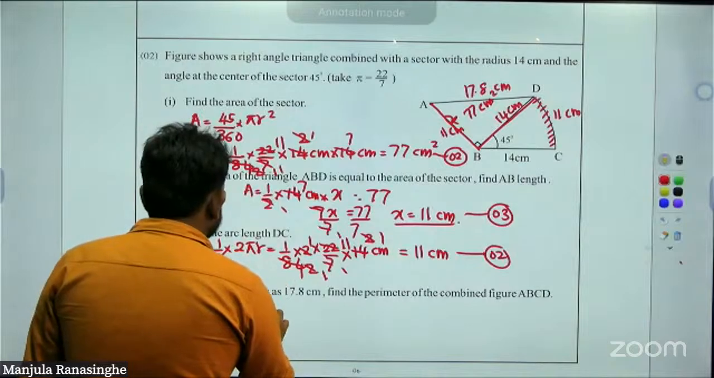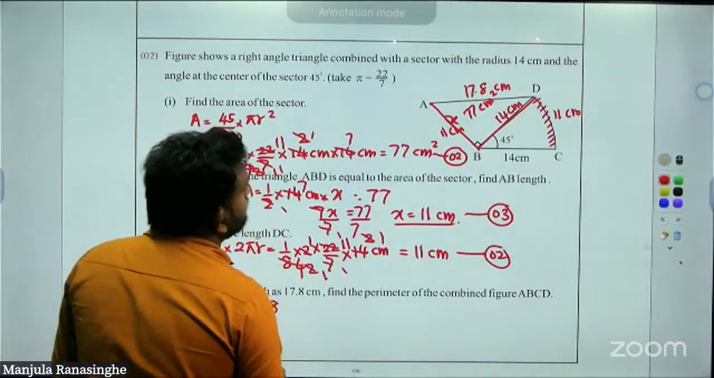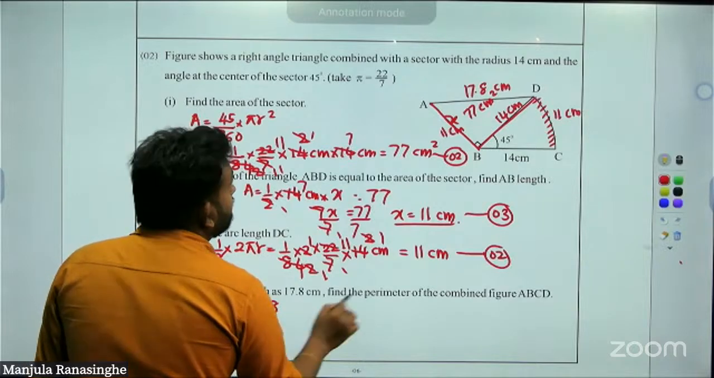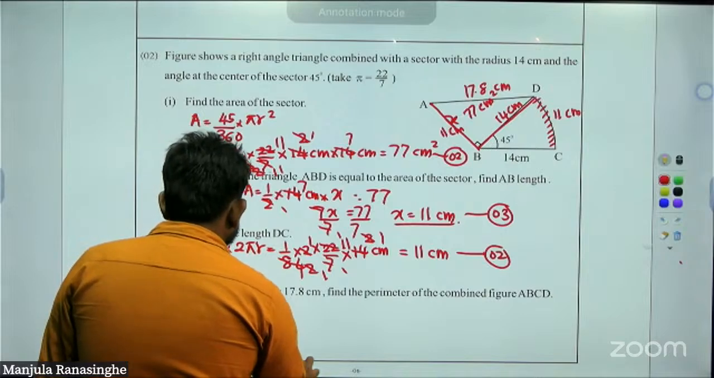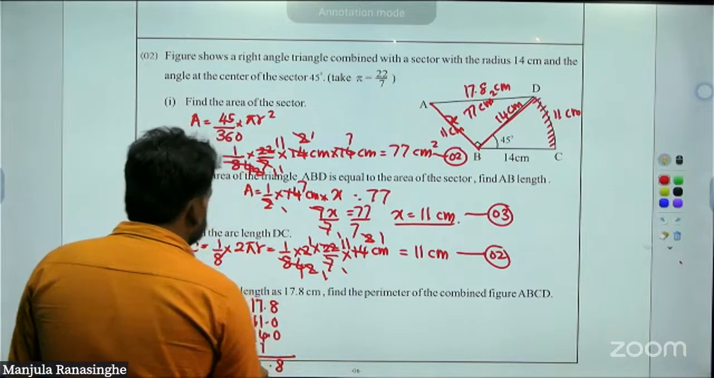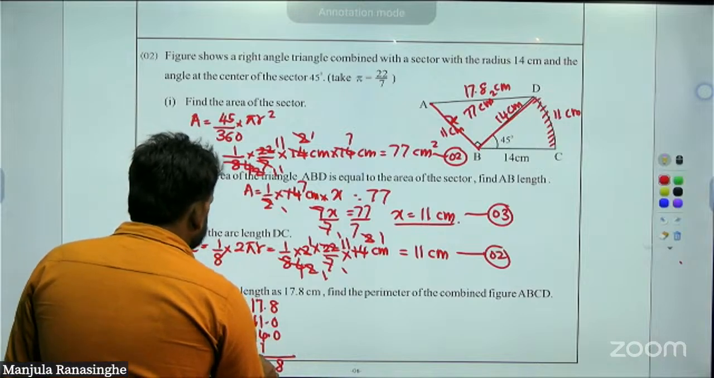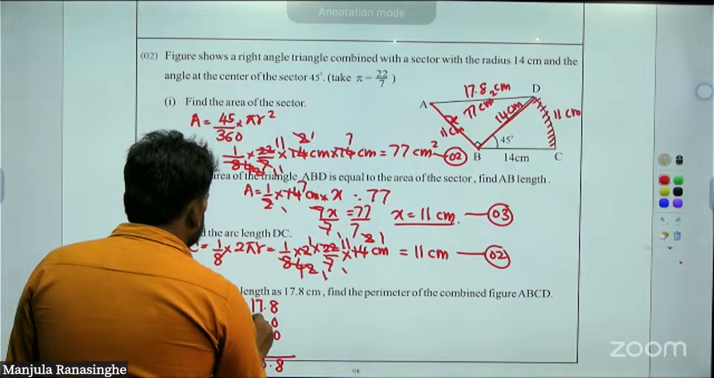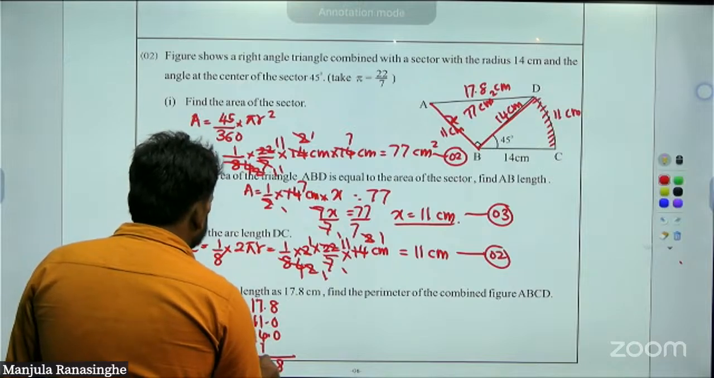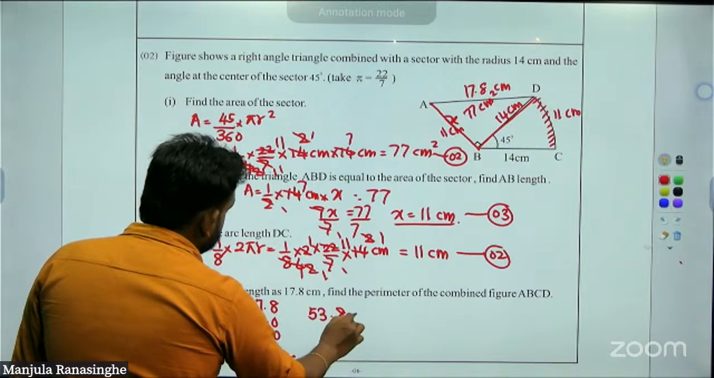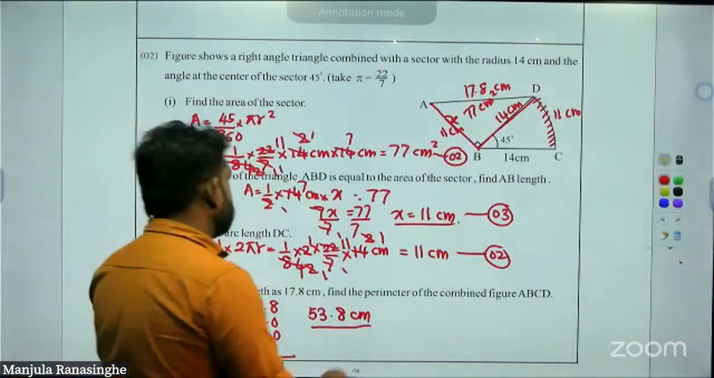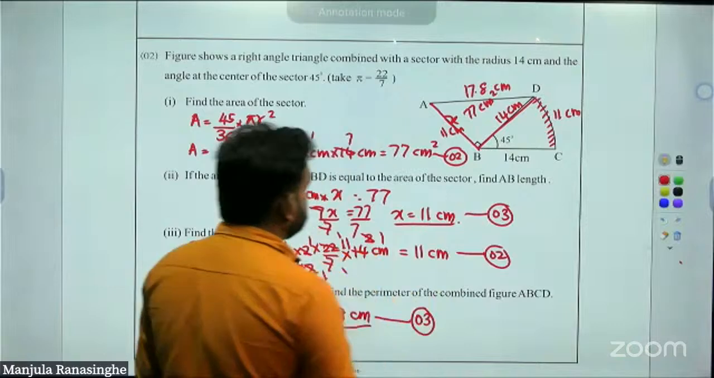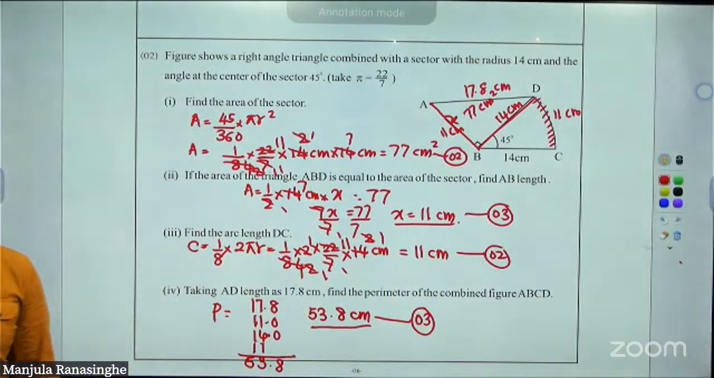So you take 17.8, add with 11, right? And then add with 14, then add with 11. Then 53.8 centimeters. 53.8 centimeter is the perimeter of the plane figure. Right, you have another 3 marks there. Okay, you are adding all the outer lengths together. Correct them.